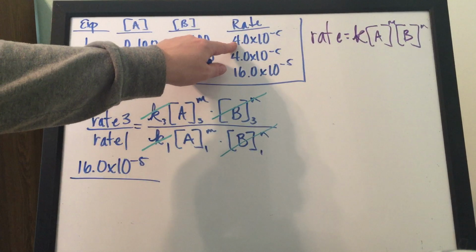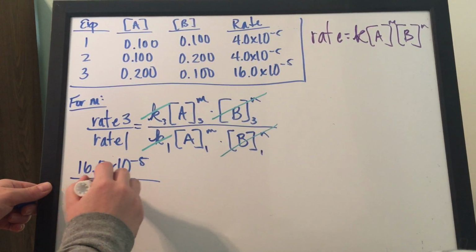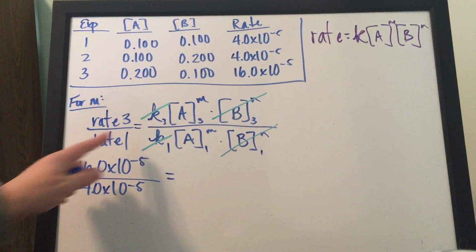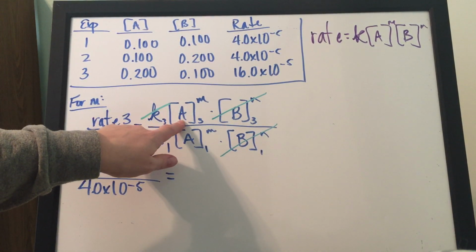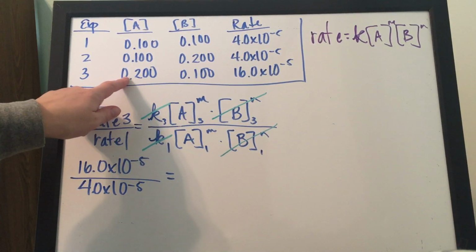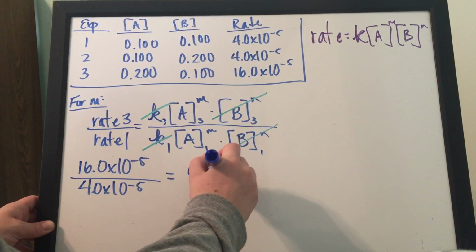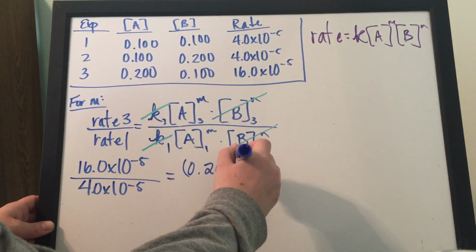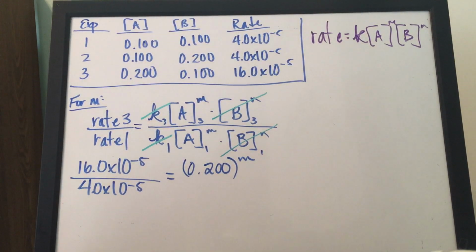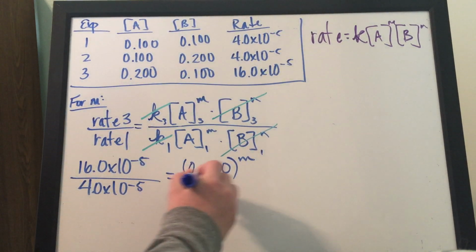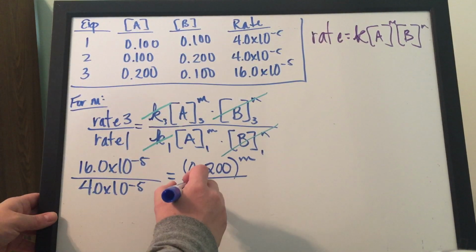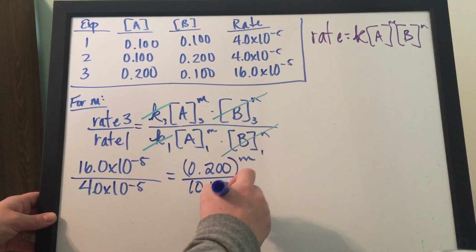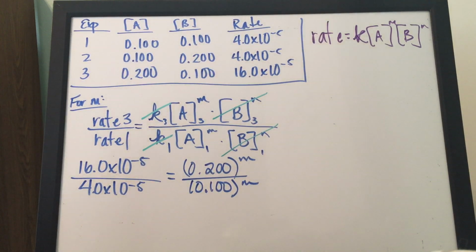Rate 1, right there. Okay, set it equal to the concentration of A in experiment 3, which is 0.2, raised to the M power. We still don't know M, that's what we're looking for. Divided by the concentration of A in the first experiment, raised to the M power.